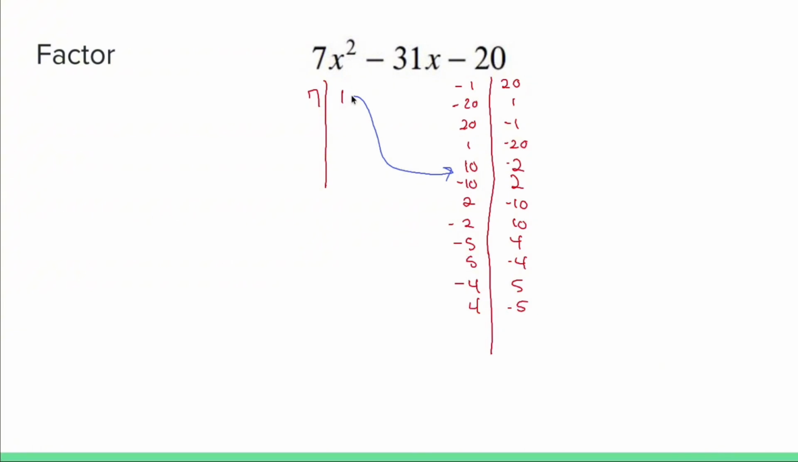But what we do is we say, all right, 1 times 10 is 10. 7 times negative 2 is negative 14. That's not even close to adding up to negative 31, so a bad job by me.